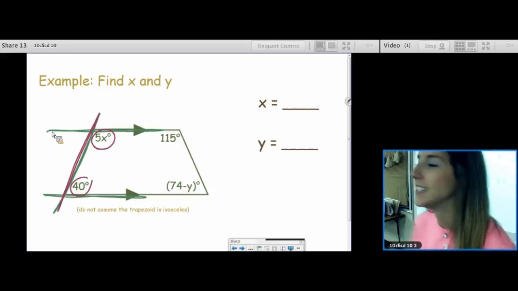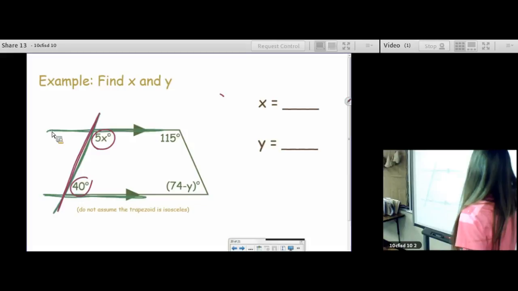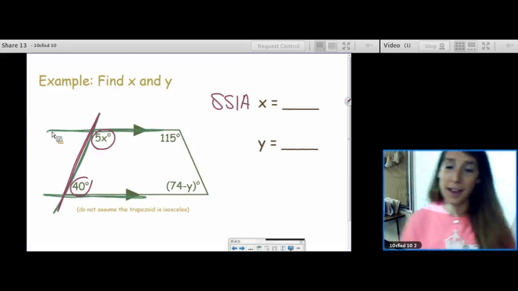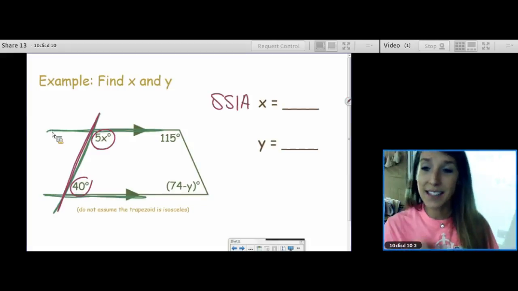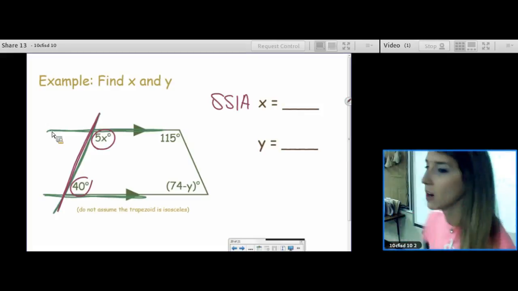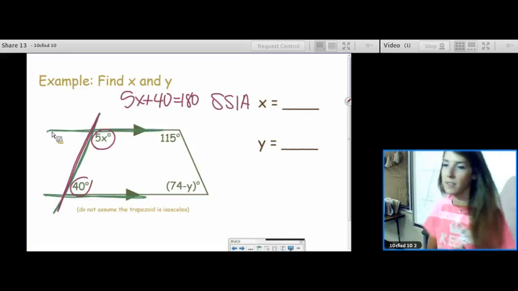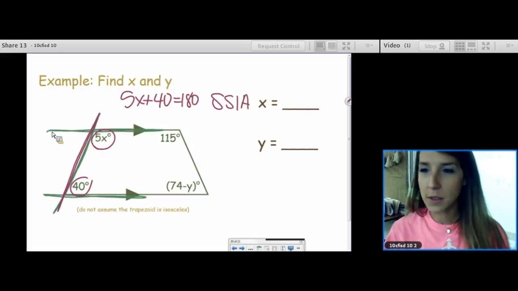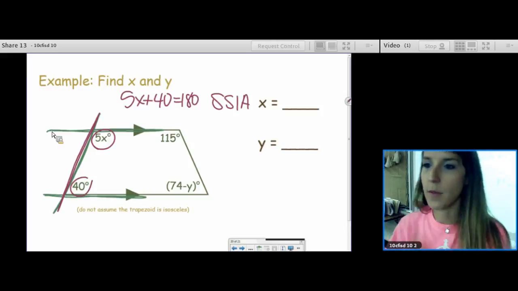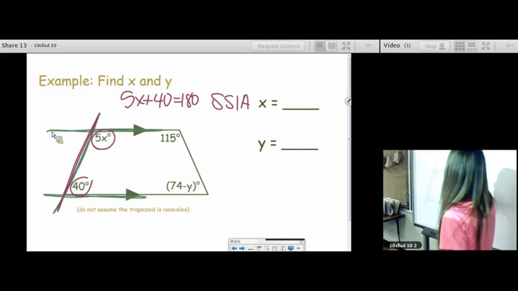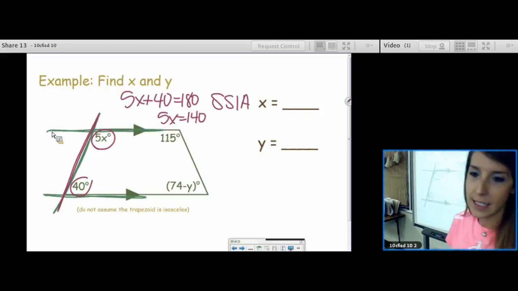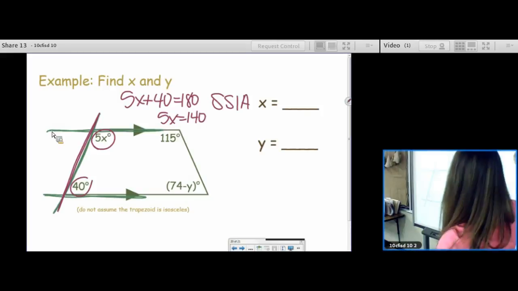Yes, same side interior angle. If two lines are parallel, then same side interior angles are supplementary. So you can just solve for x in your head, or you can actually write out the equation. 5x plus 40 equals 180. Subtract 40 from both sides. 5x equals 140. x is 28. Very good.